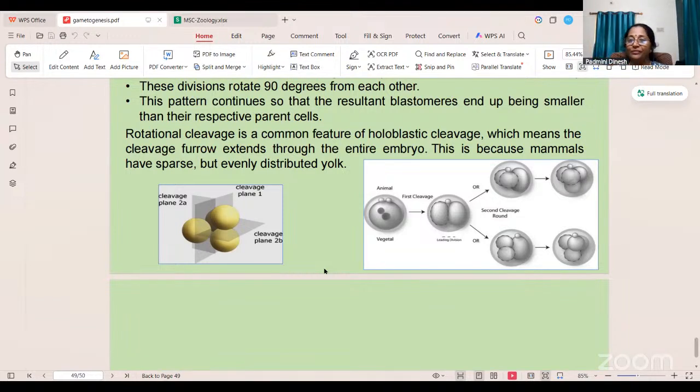This gastrulation stage we will continue in the next class, that is next Sunday, where we'll complete gastrulation and also neurulation. And I'll also try to complete a little bit about limb development.